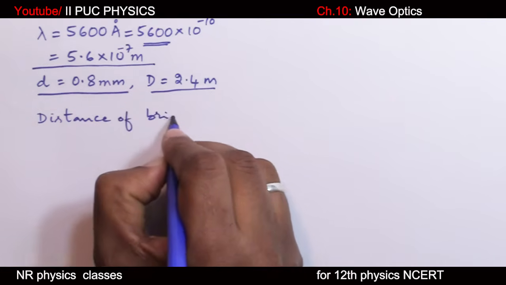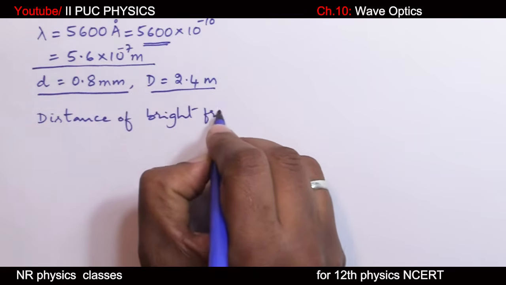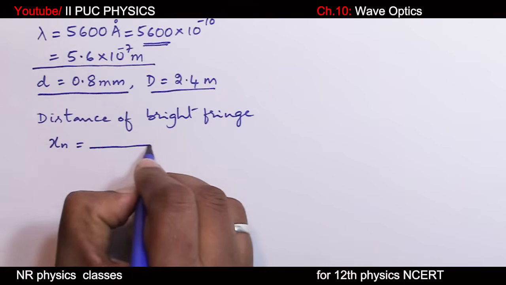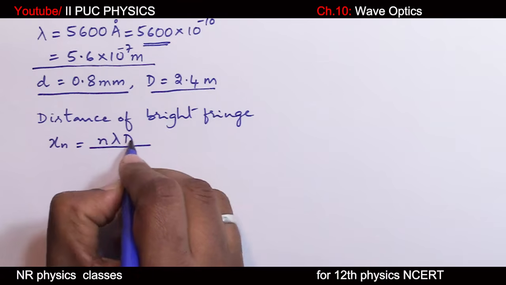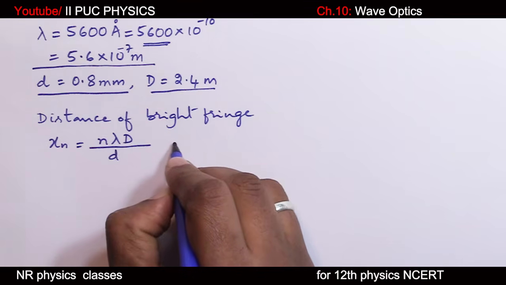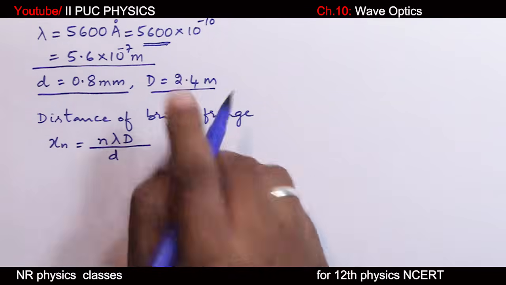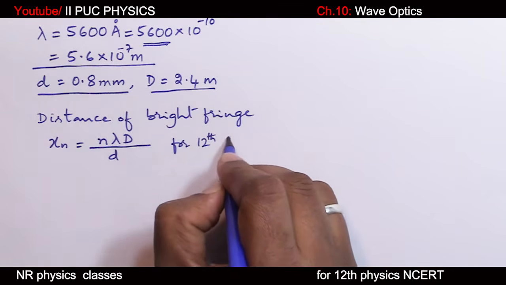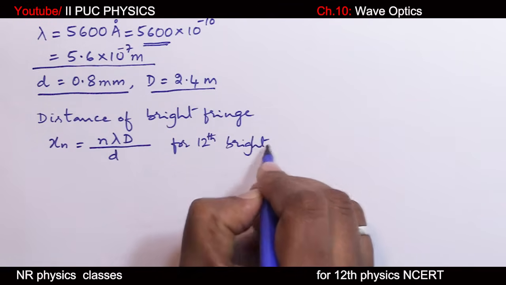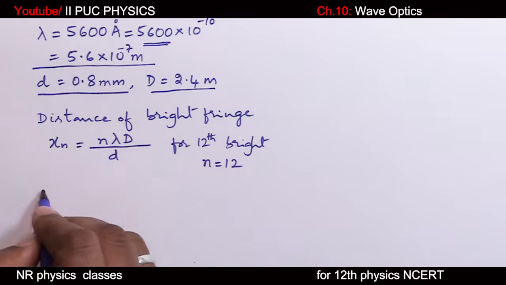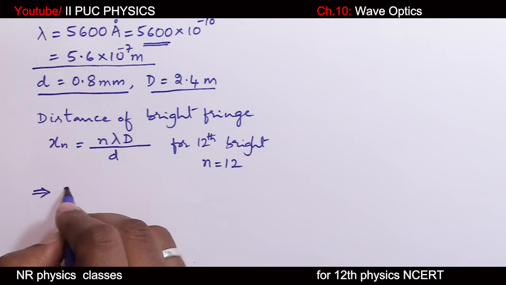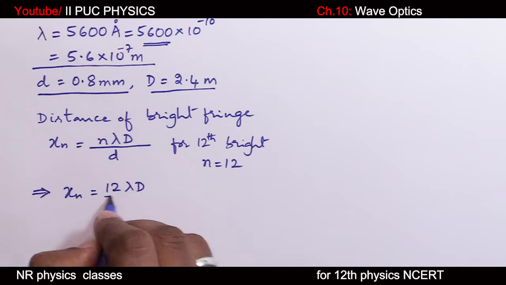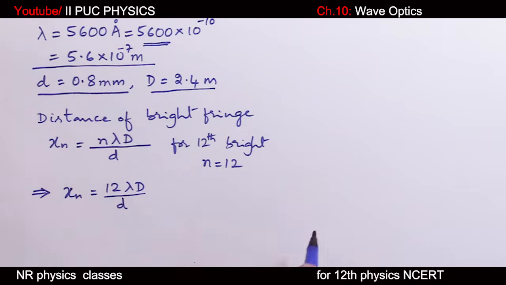Distance of bright fringe from the central bright, that is Xn equal to n lambda capital D by small d. For 12th bright fringe, n is 12, implies Xn equal to 12 lambda capital D by small d. Okay.